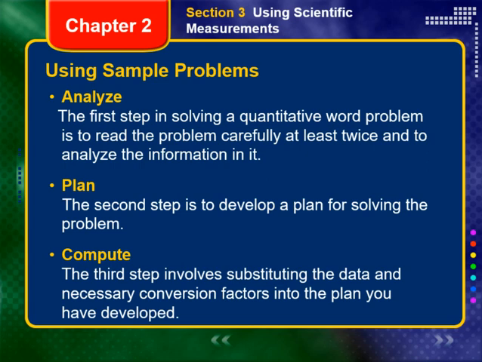Compute. The third step involves substituting the data necessary and conversion factors used into the plan that you have developed. At this stage, you calculate the answer, cancel units, and round the result to the correct number of significant figures. It is very important to have a plan worked out in step 2 before you start using the calculator. All too often, students generate final answers that are not in the correct units given the problem.